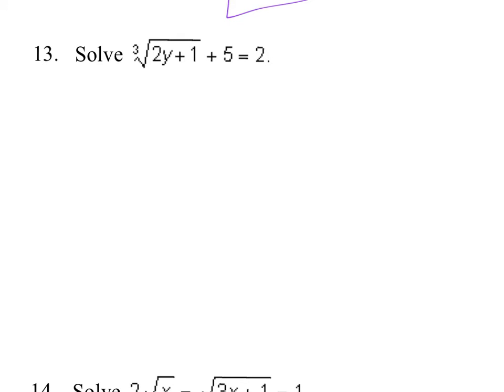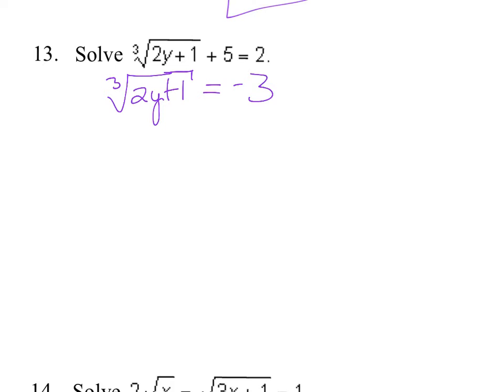Cube root of 2y plus 1, plus 5 equals 2. Sorry, cube root. I think I said square root. Cube root. So we've got to isolate the cube root by subtracting 5 from both sides. It's okay that this equals negative because it's a cube root, which is odd, not an even root. Square root, fourth root, sixth root, those can't equal negatives, but odd roots can. So this is fine.